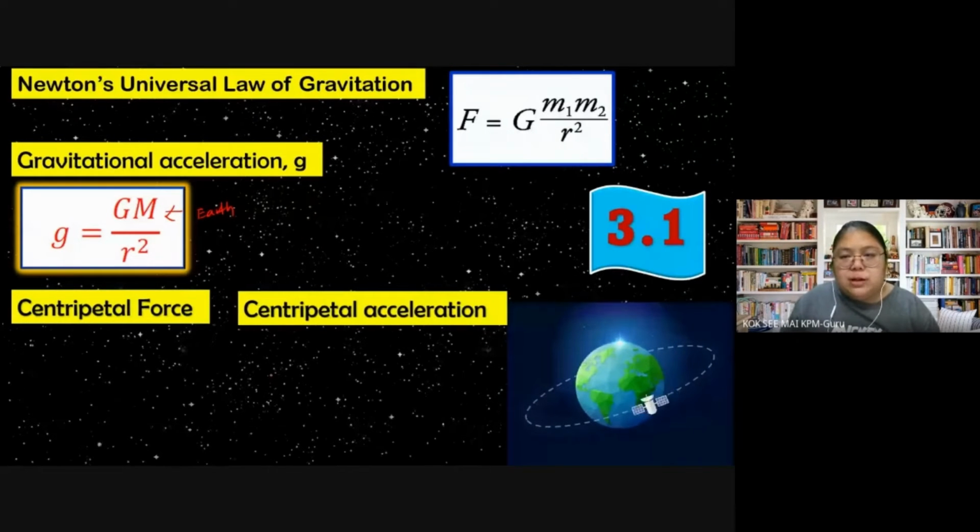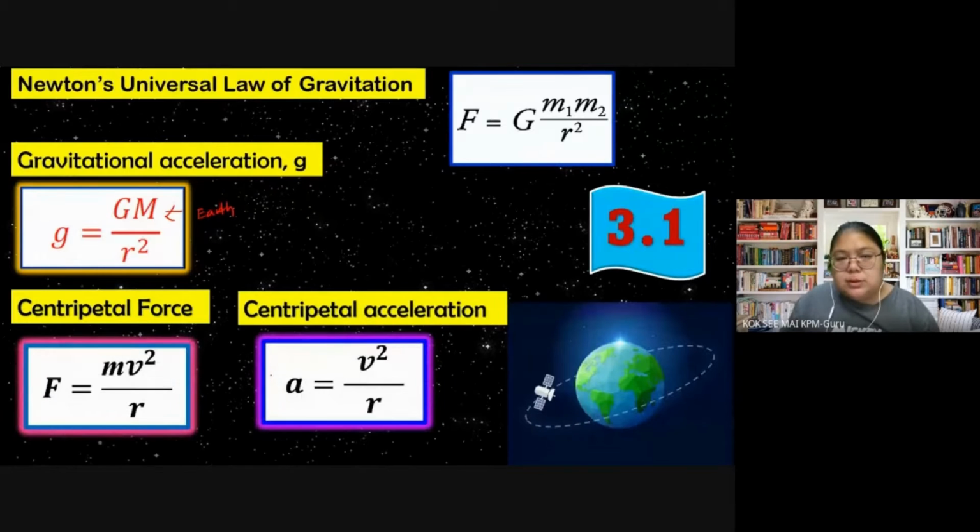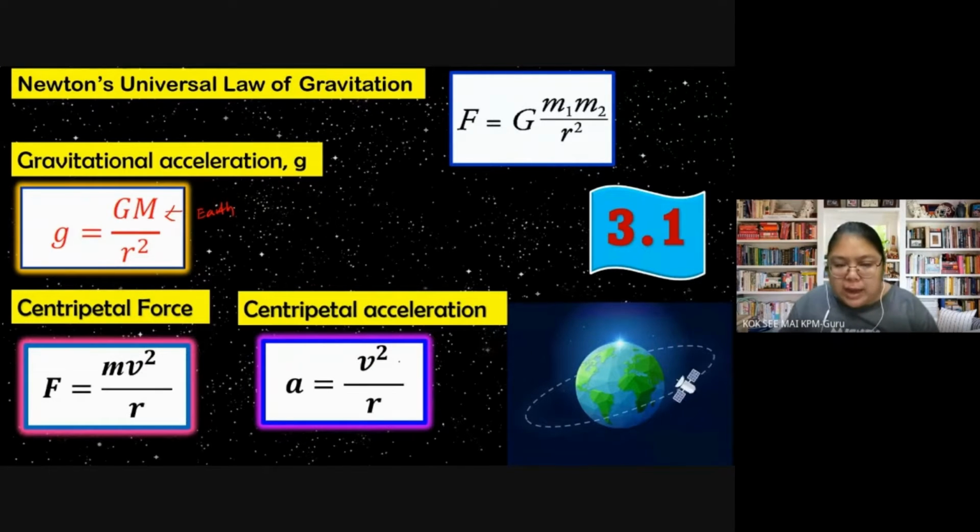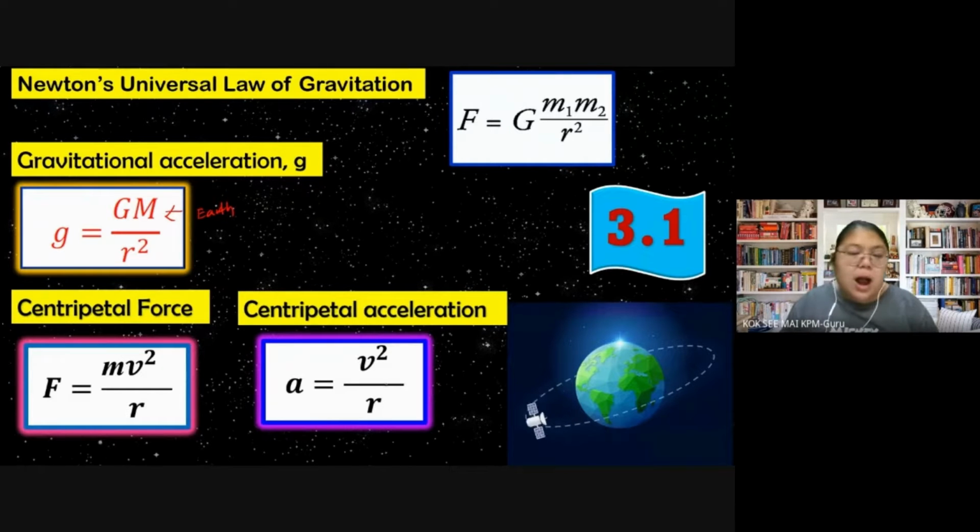After that, we learned about the centripetal force, when they just rotate in orbit. So we find it as mv square over r. Then if you want to find the centripetal acceleration, also can. That's v square over r.